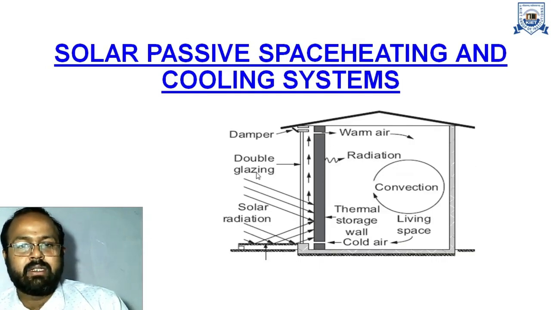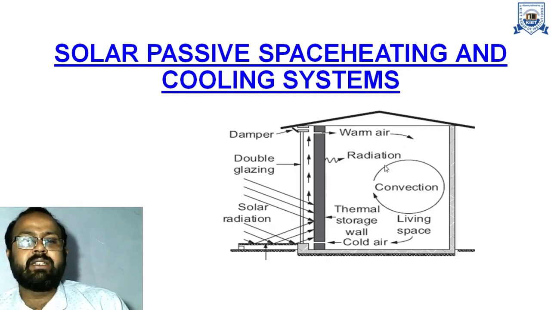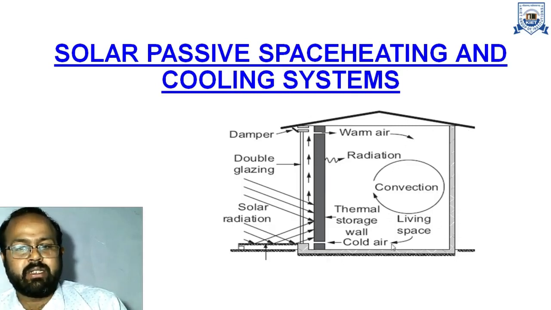This is the solar passive space heating and cooling system. This is the damper. This is the double glazing, solar radiation, warm air. So this is the space heating system. In the space heating system, convection current occurs, and in the living space we cover this through the glazing. The warm air moves due to density, and cold air lies in the lower space. So the thermal storage wall we use for space heating purposes.